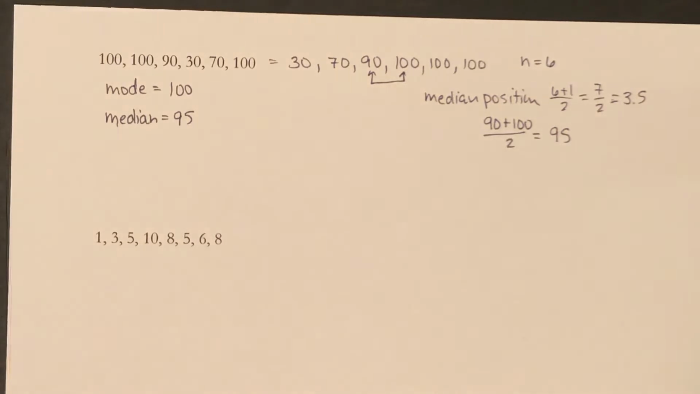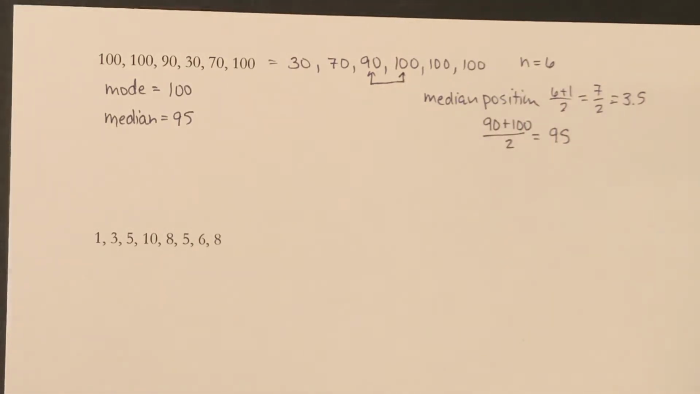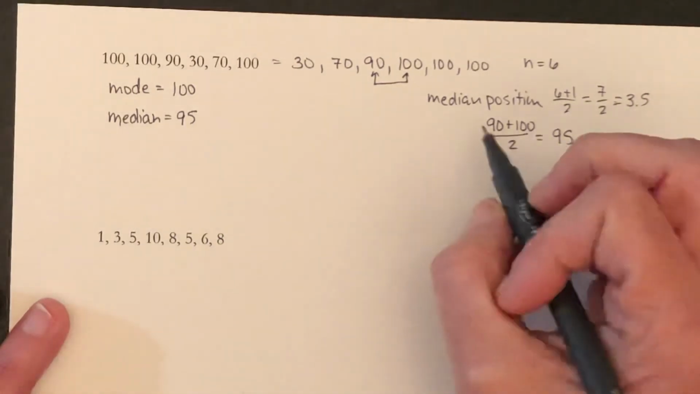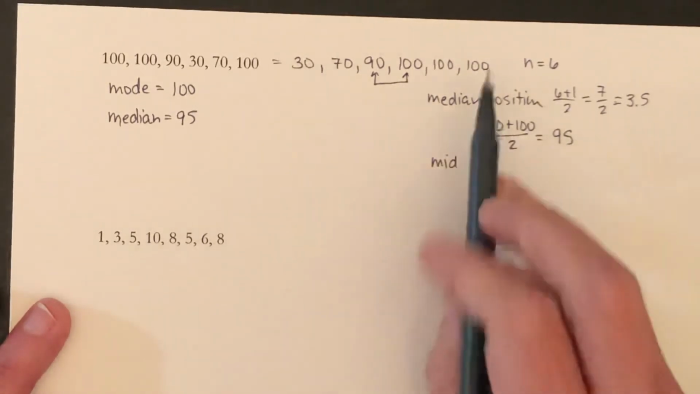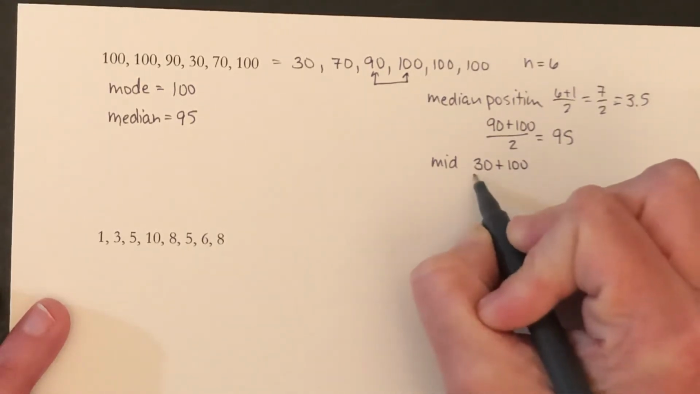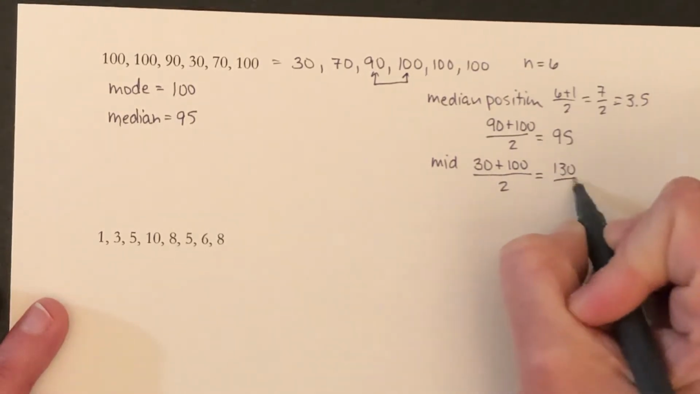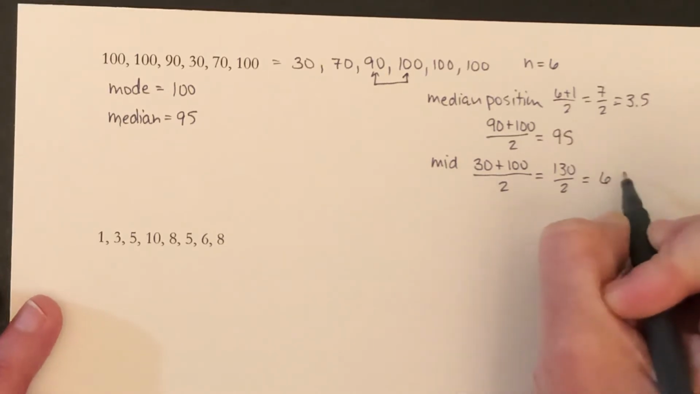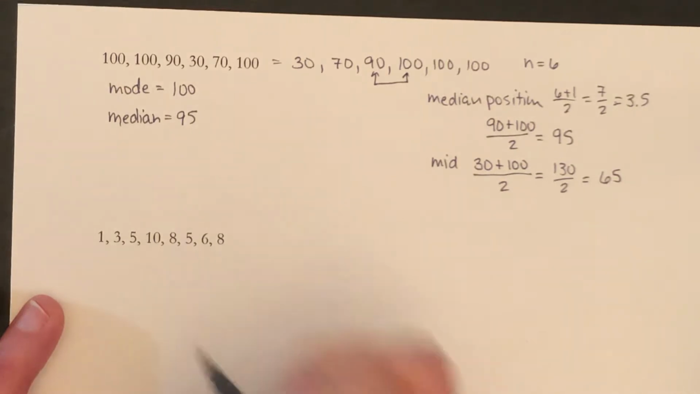So if you have an odd number, then this calculation sends you directly to the number. If you have an even number of items, you're going to have to do one more little calculation. It's still not that bad. Now for the mid-range, smallest plus the largest, and then divide by 2. So 130 divided by 2 would be 65. Okay.